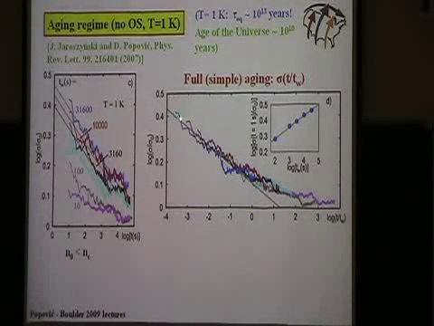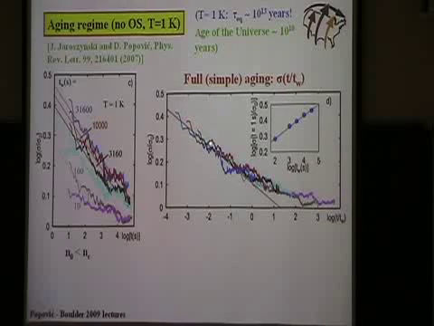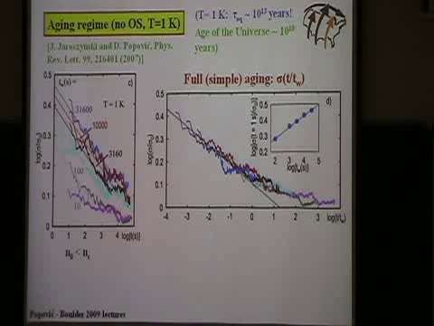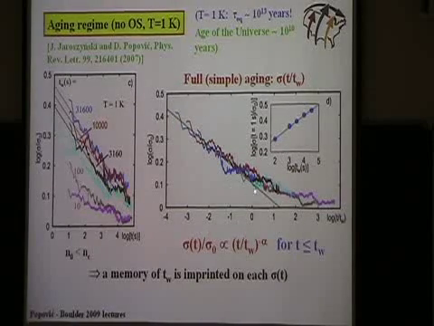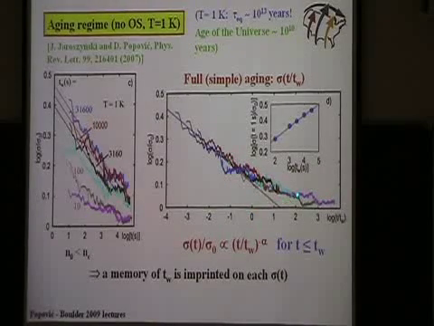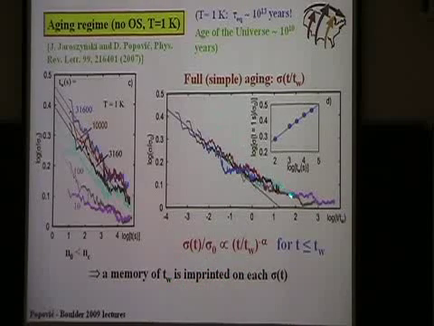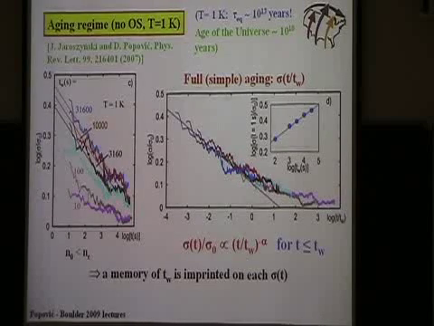And what this means is that this aging function depends only on the ratio of the time and the waiting time. So it has this particular form which people call full aging, or simple aging. We also see that we can fit this aging function to a power law for times up to the waiting time, and then the relaxation becomes slower. So this means that there is a memory of the waiting time imprinted on each of these curves. This is exactly when each one stops being a power law.